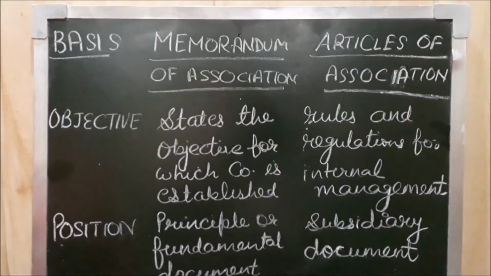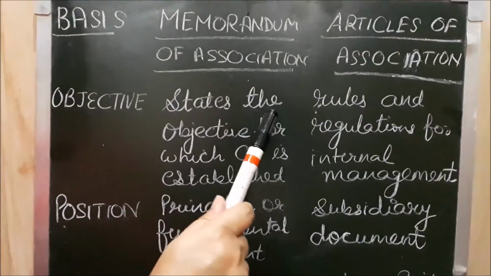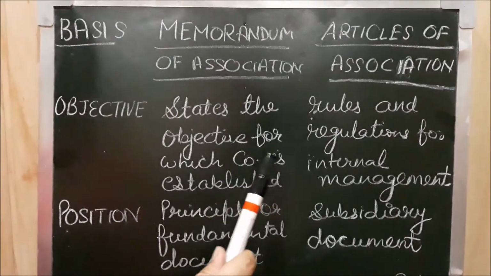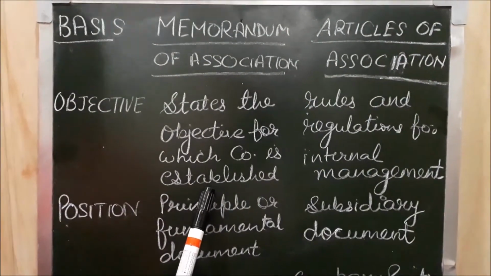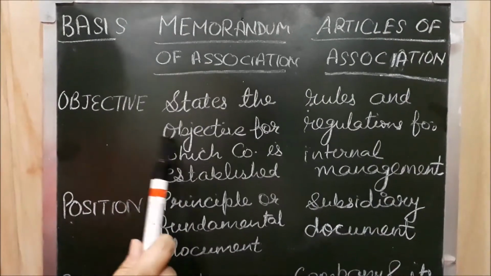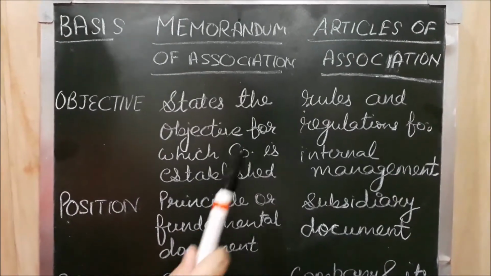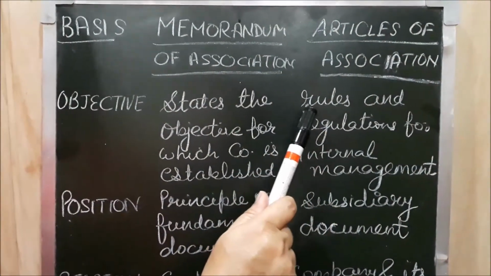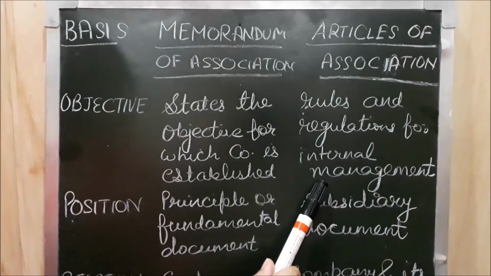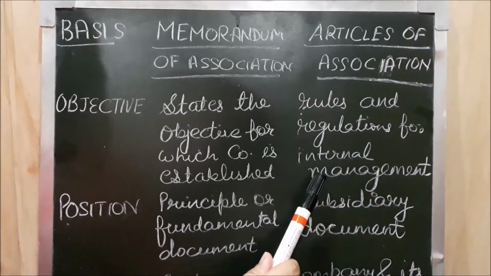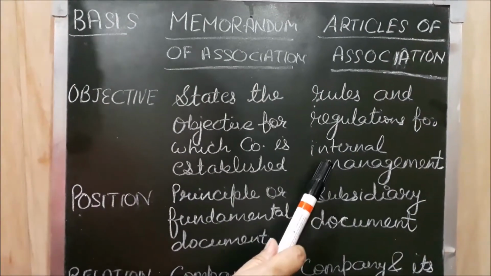So yes students, see the first basis of difference, that is objective. Memorandum of Association states the objective for which the company is established. Why is Memorandum of Association prepared? It is prepared to state the objective of the company, that for which objective the company is established. And the main objective of Articles of Association is to specify the rules and regulations for internal management of the affairs of the company, as well as tell how objectives of a company can be achieved.